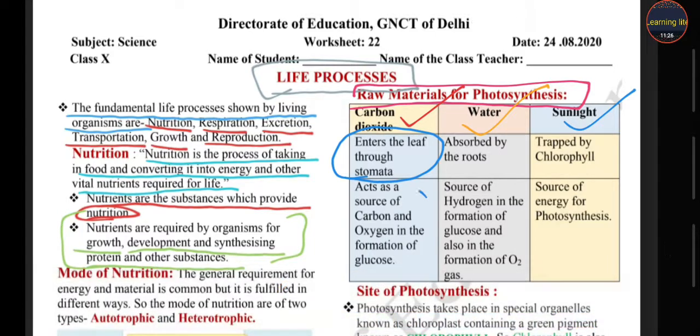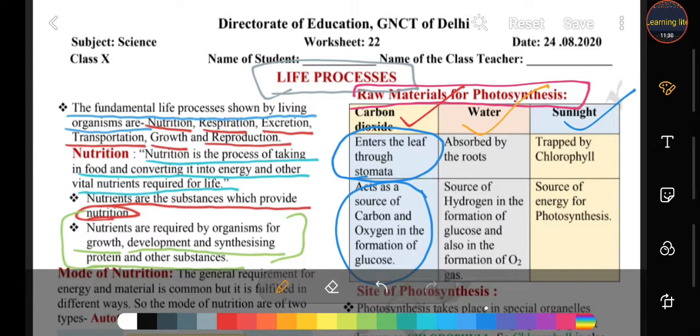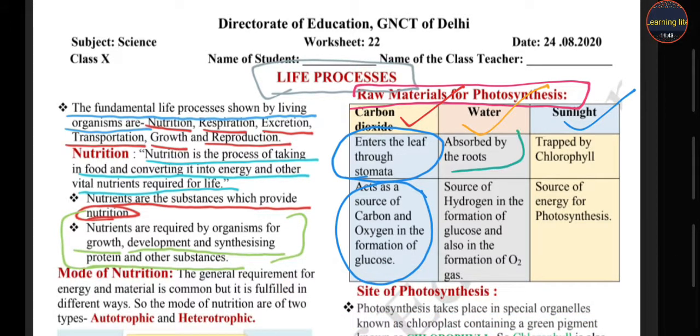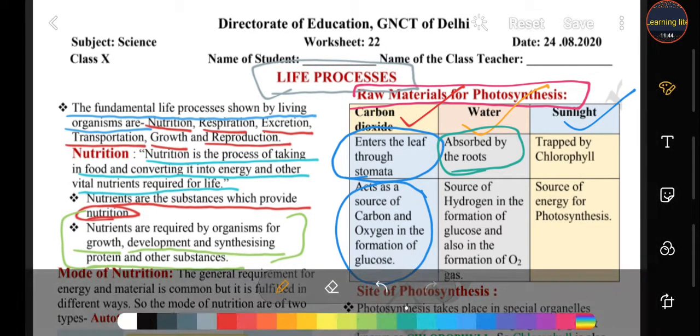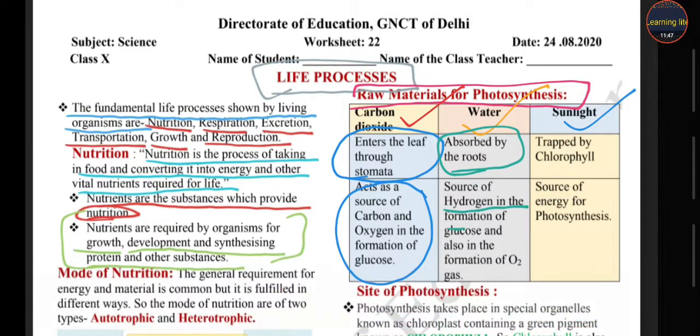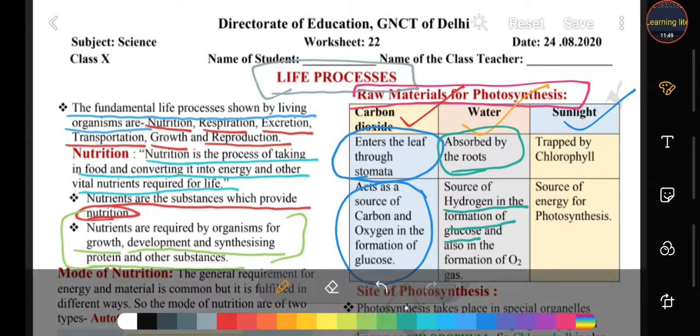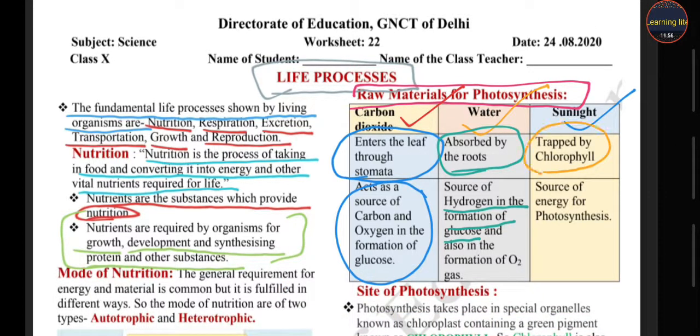And carbon dioxide also acts as the source for the formation of glucose. What is glucose? C6H12O6. It means glucose formation also occurs with the help of carbon dioxide. Student, the second one is our water. Water is absorbed by the roots, and the source of hydrogen in the formation of glucose is also water. The last one is our sunlight. What is the sunlight used for? It is trapped by chlorophyll.